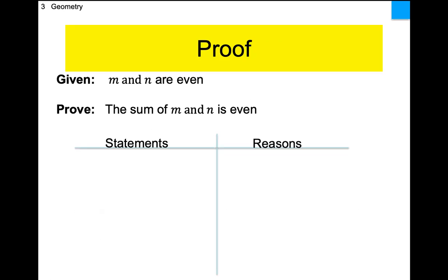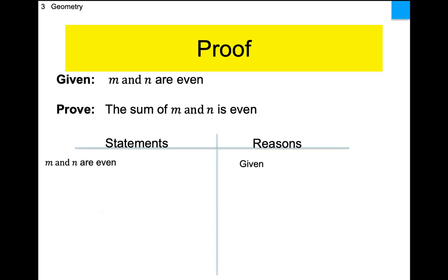So here's my proof by contradiction. It says m and n are even. And I want to prove that m plus n is even. Okay, so how will we do that? Well, we could do this directly, but I'm going to show you an indirect proof. So indirect proofs start off exactly the way direct proofs start off, with the given.